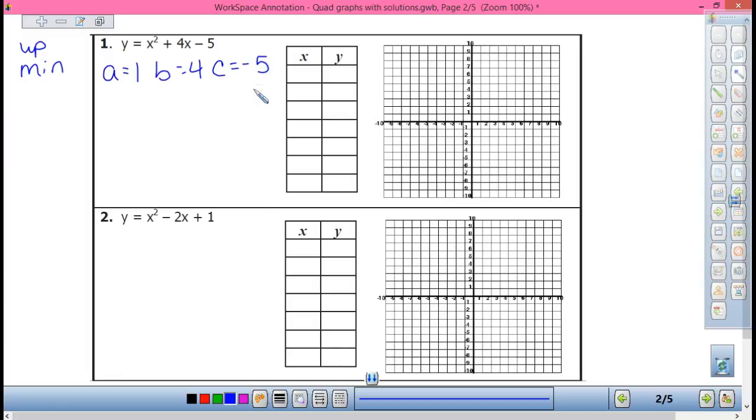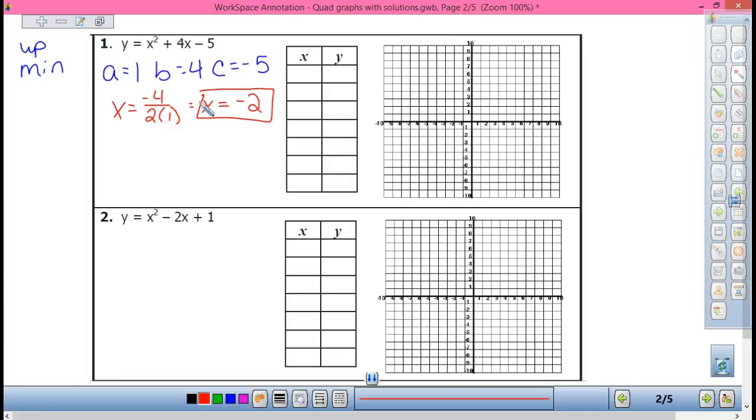How am I going to find my axis of symmetry? What do I start with? X equals opposite of B, so what's the opposite of my B? -4 over 2 times A. So X equals -2. Now, some of us, when it asked for the line of symmetry, just put -2. Okay, make sure that it is X equals -2. Okay, include that X equals in there.